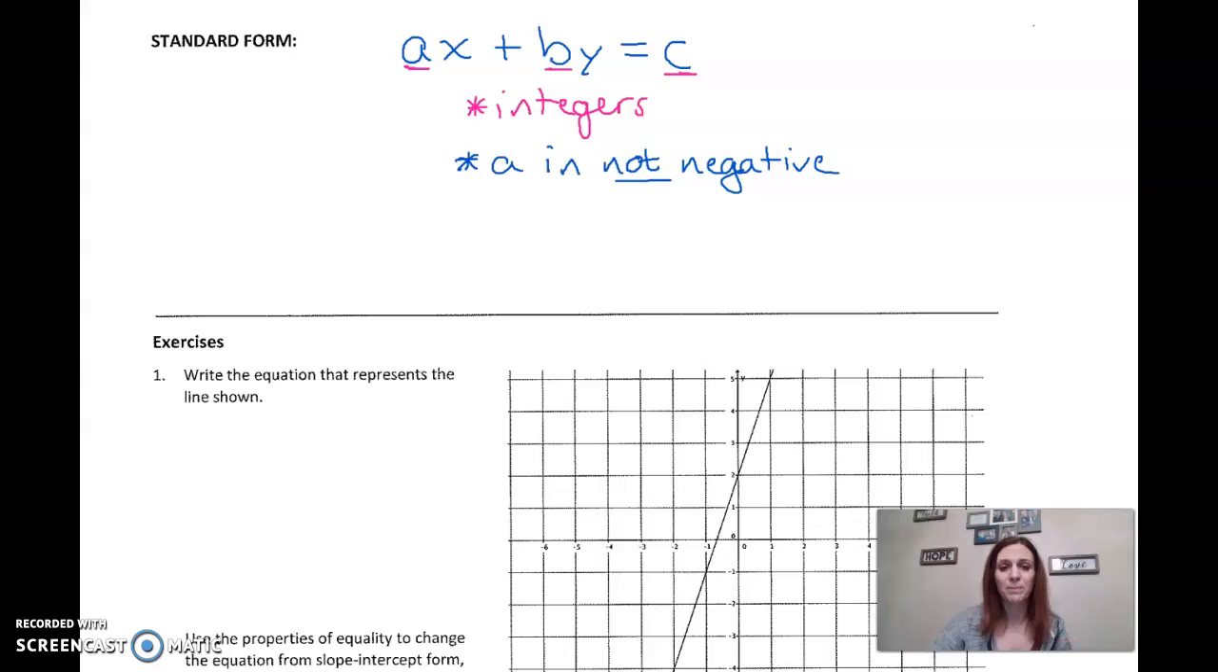So for example, something in standard form would be, I don't know, 4x plus 6y equals 15. I don't know, but that's standard form. Okay, integer, integer, integer. They could be negative too, but this one has to be positive. Okay, so for your homework, you're going to be writing it in slope-intercept form and then turning it into standard form, and that's what we're going to work on right now.